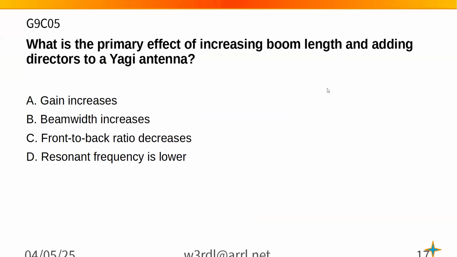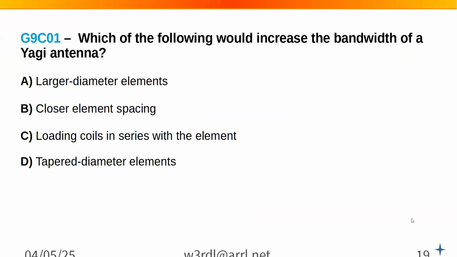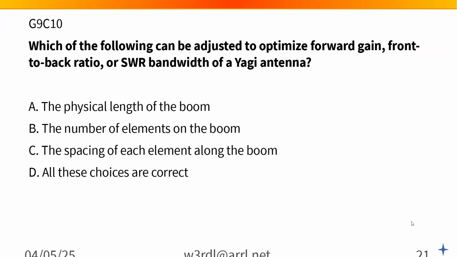What's the primary effect of increasing boom length and adding directors to a Yagi? Which of the following would increase the bandwidth of a Yagi? Which of the following can be adjusted to optimize forward gain, front to back ratio, or SWR bandwidth of a Yagi antenna? Yeah. We got a delta.